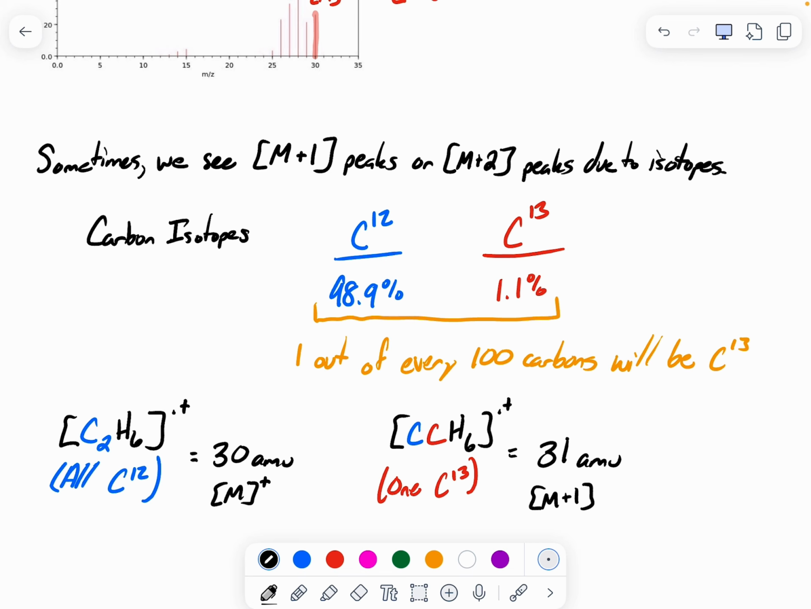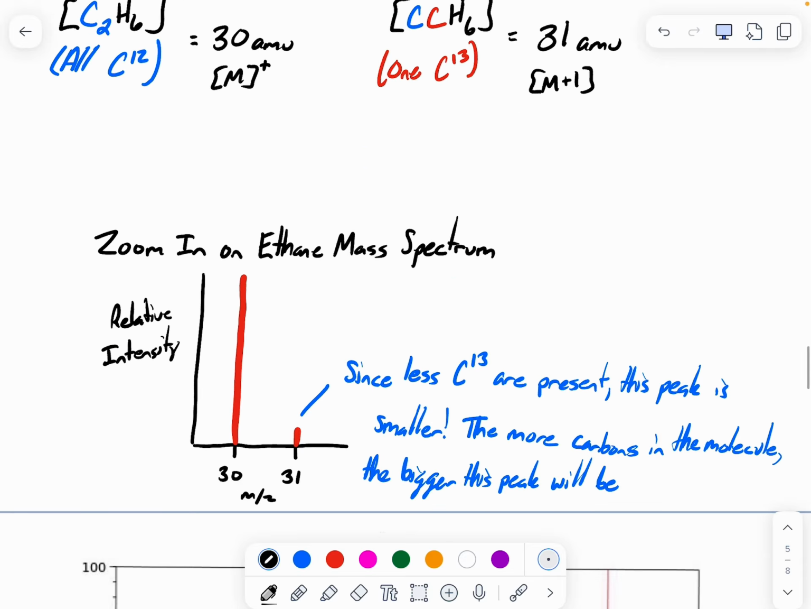Now remember that since this is a difference in terms of the percentages that these show up, the M+1 peak is not going to be absolutely massive because it's 1% of the time. But if you were to really zoom in on that ethane mass spectrum, I mean, my art is absolutely beautiful, you end up with what you see here. You have that peak at 30, and then you have this really mini peak at 31. And so that's our M+1.